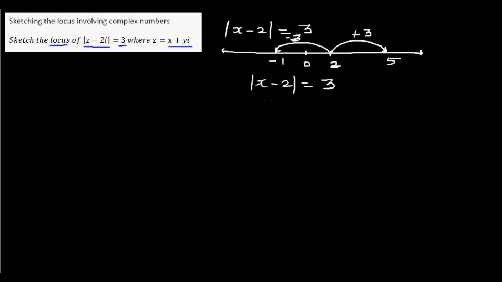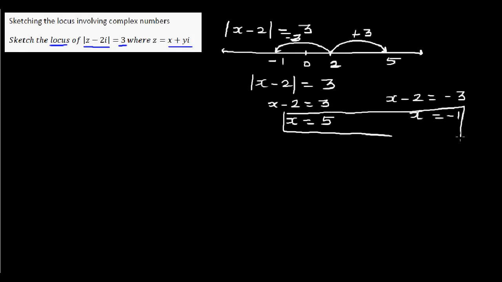So how do you do it algebraically? Well, we can say x minus 2 is equal to 3, that's one option, or x minus 2 is equal to negative 3, because modulus can be positive or negative. So adding 2 to both sides, x is equal to 5, and x is equal to negative 1. So this is the algebra and this is the graph.